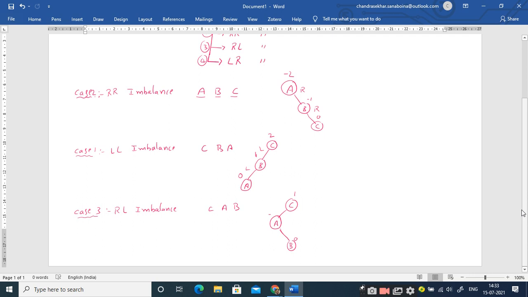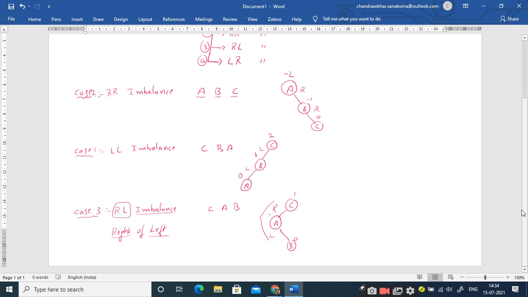No. Please listen carefully, right? If you really observe the English meaning of this RL imbalance, what is the real English meaning of right of left? It is right to the left child. This imbalance has happened because I have inserted a new node as the right child of the left child, right? So you should not consider it in any other manner. RL, it is RL imbalance only.